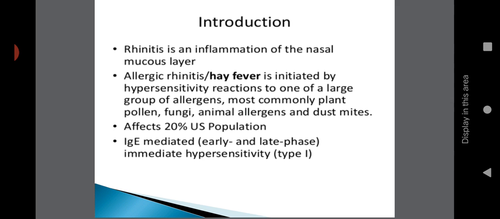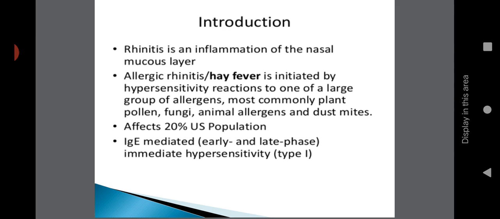Allergic rhinitis or hay fever is initiated by a hypersensitivity reaction to one of a large group of allergens, most commonly plant pollen, fungi, animal allergens, and dust mites. So one type of rhinitis is allergic rhinitis, otherwise called hay fever. It mainly occurs when there is a hypersensitivity reaction. Hypersensitivity reaction, you studied in first year. It's a kind of allergic reaction to a large group of allergens.